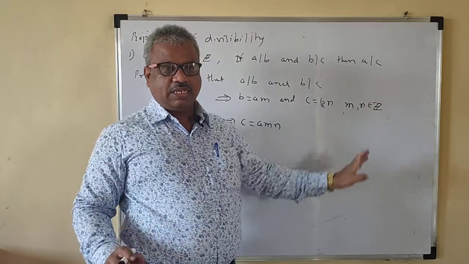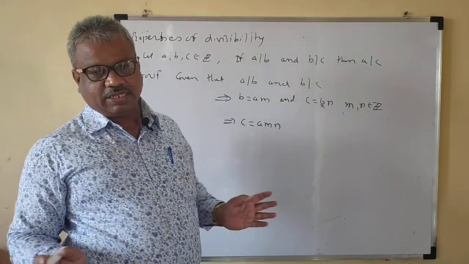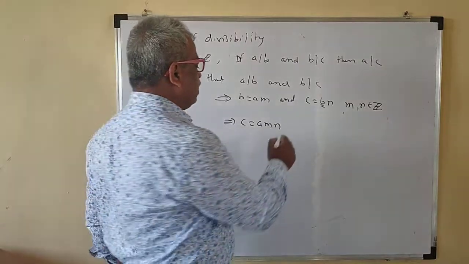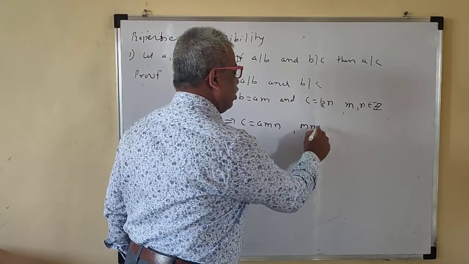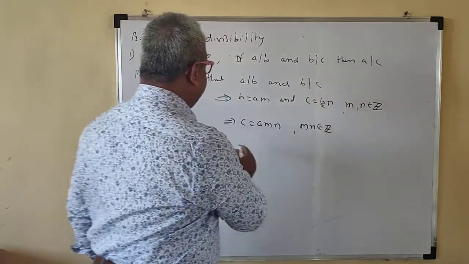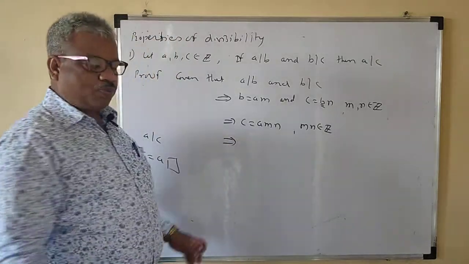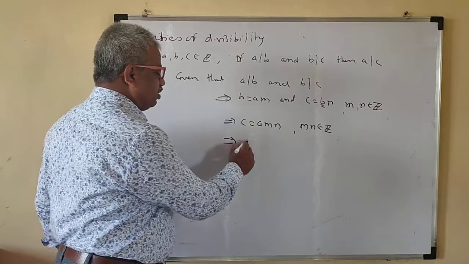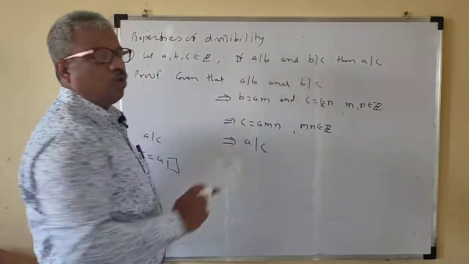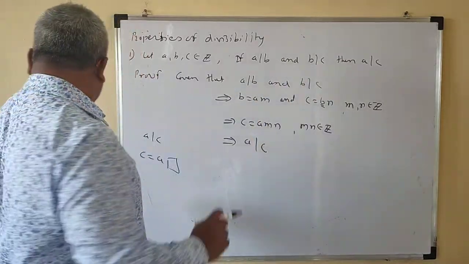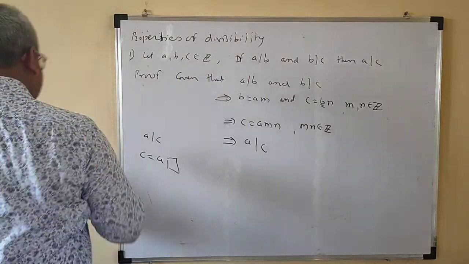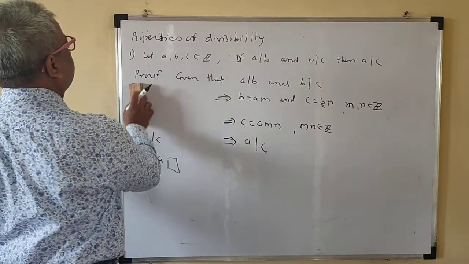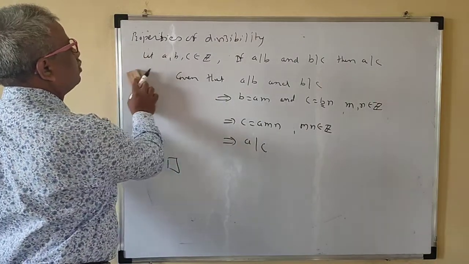Your M and N are integers. You know that the product of two integers is an integer. So your MN is an integer, MN belongs to Z. So that means we have proved that C is equal to A times some integer. That means by definition A divides C, and that is what we want. Okay, so we did this. We have proved the second property also. Now we go to the third property.